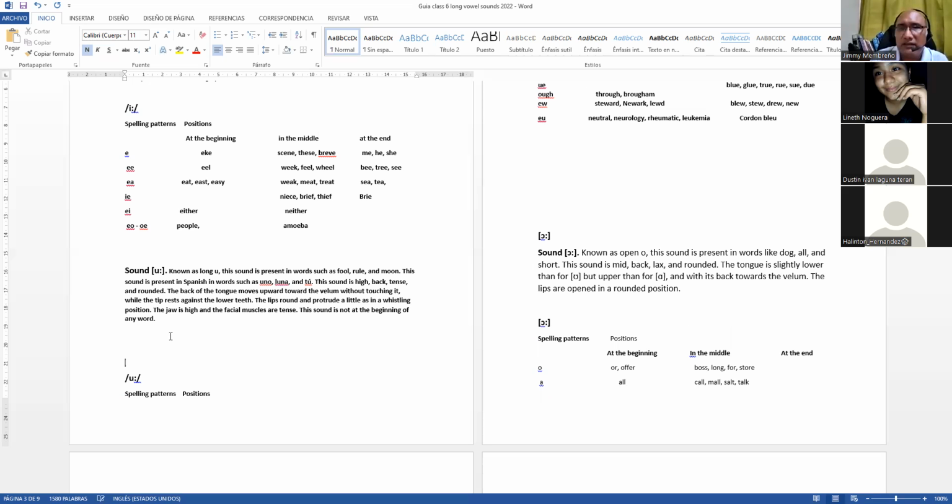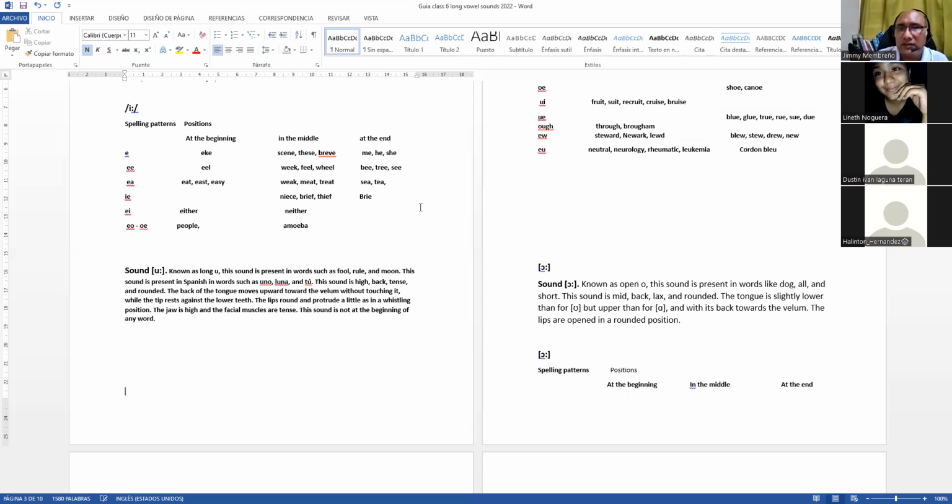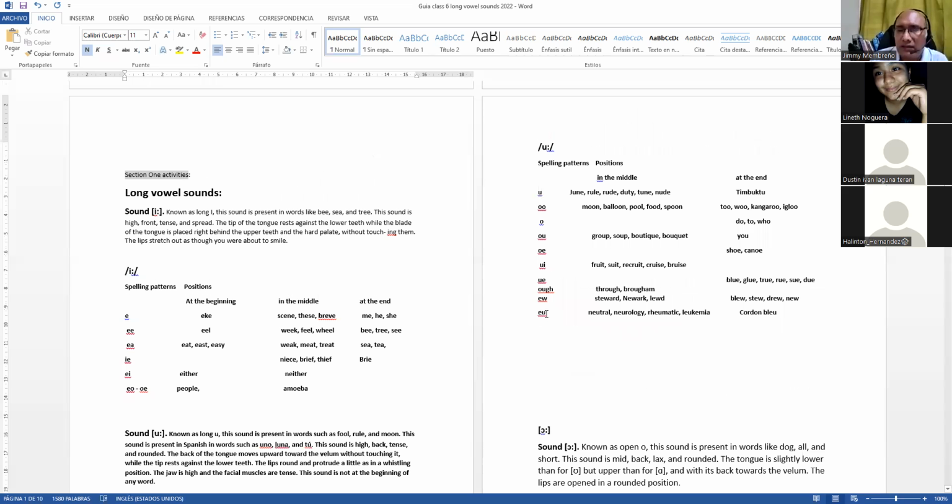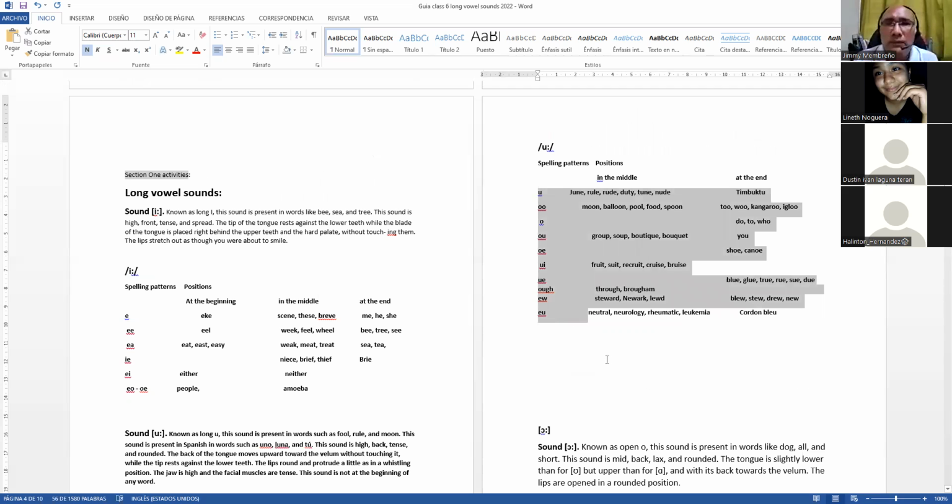So let's go here. This is the spelling pattern. Like I told you, these are spelling patterns. These are the letters that we find in a word that tell us that that sound is a long U sound. Remember that if we find a letter U in the middle, it's probable that we're going to pronounce it with a long U sound. And we have some examples here.